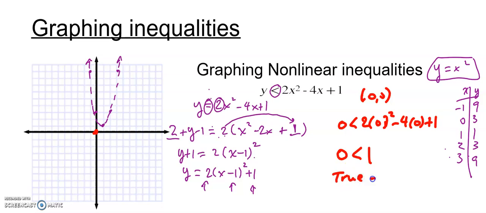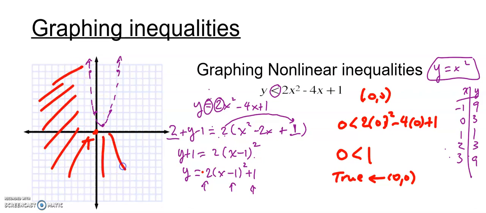So since 0, 0 creates a true statement from this inequality, I know that this point works. Well, again, for a parabola, unlike a line, instead of shading above or below the line, I'm going to shade either inside or outside the parabola. Since this point was true, I know every point on the outside of the parabola will be true, and my graph would look like that.